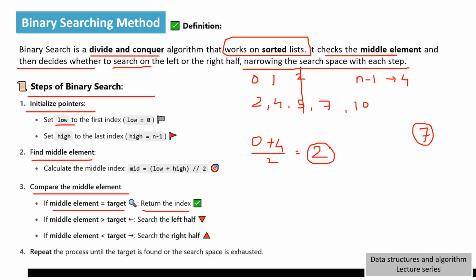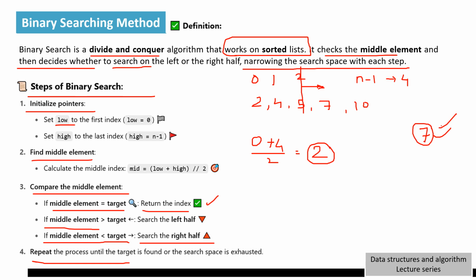But suppose we are searching for 5. If the middle element is the target, in that case we will return that index, that is 2, right? But in this case, since the middle element is lesser than the target element, this is the case: the middle element is less than the target element. Search the right half. So we will be searching on this side, right? Because the target value we have to search is 7. Repeat the process until the target is found or the search space is exhausted.